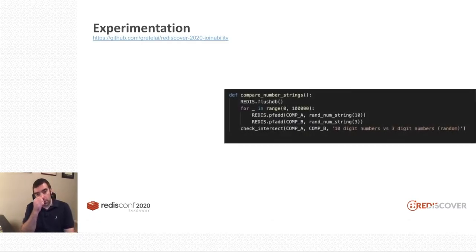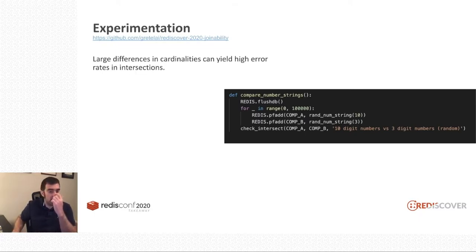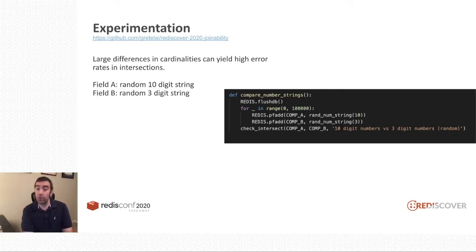So I wanted to experiment about the standard error that I mentioned before. In this situation, we do 100,000 iterations of creating two sets that have zero overlap. And the reason we do this is we want to see what this actual difference is. So for field A, we generate a random 10-digit string. And for field B, we generate a random 3-digit string.